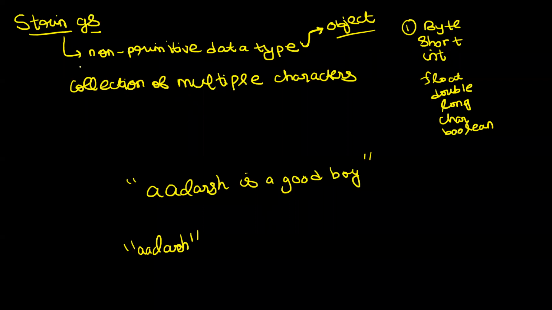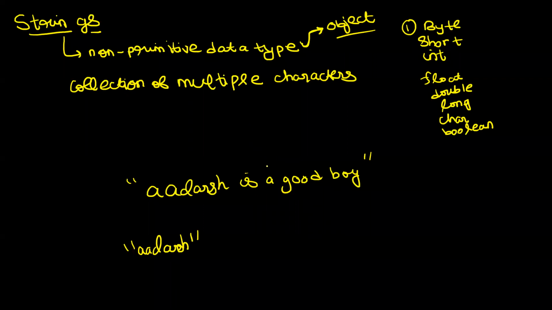Now, what is a string? A string is nothing but a collection of multiple characters placed one after the other. See, an array is also not a primitive data type, right? Array is also an object. We'll talk about it in more detail later. But yes, string is an object.